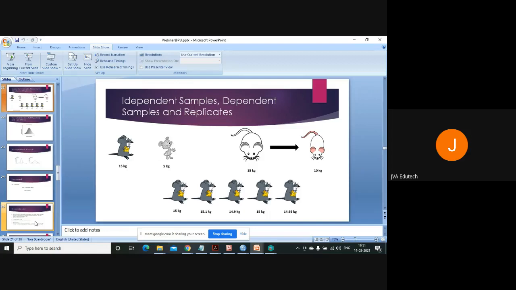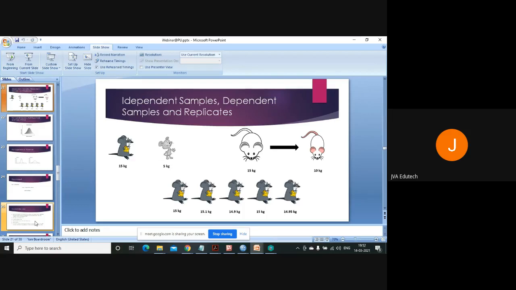Now, second case is that we took the rat who was weighing 15 kg, and now we put it on a normal diet for, let's say, 3 months. Initially its weight was 15 kg. Then after the treatment, that is putting it on a diet for 3 months, its weight became 10 kg. Now in this case, you can see the rat is the same. Only what differs is the diet and time. So this is a situation known as pre and post. If you have situations like pre and post, then this is the case of dependent sample or paired sample.